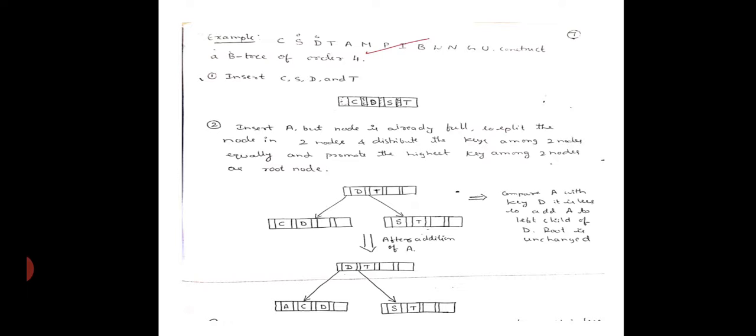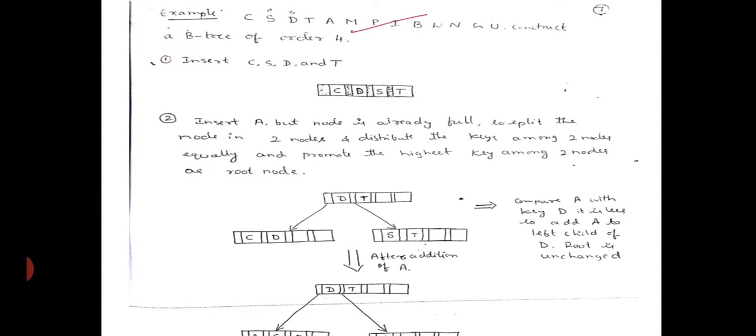Okay, next see the example of how to construct a B tree. Consider the example. The list which is given is C, S, D, T, A, M, P, I, B, W, N, G, U. These are the key elements. You need to insert these key elements and construct the B tree. Assume that this B tree is of order 4.